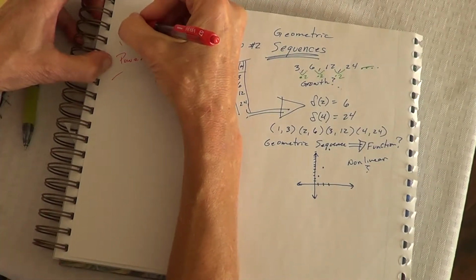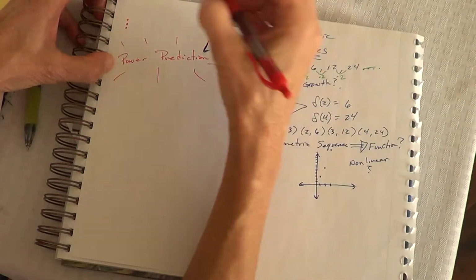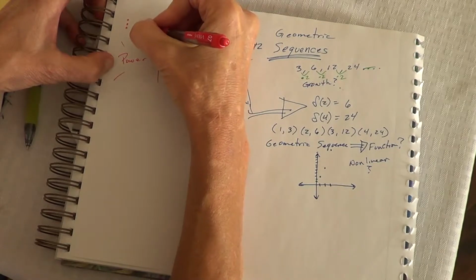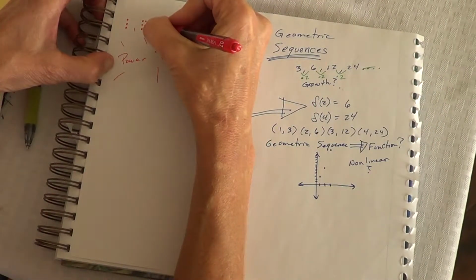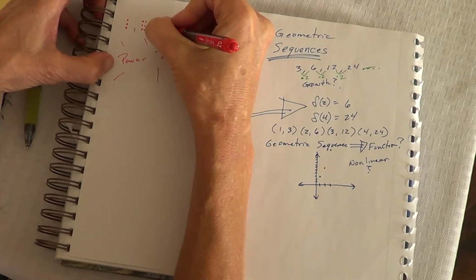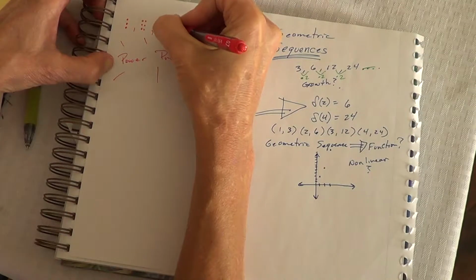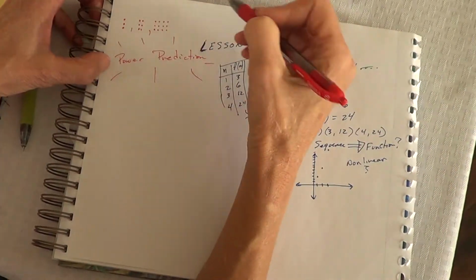So we'll go ahead, there's 3. In the next phase, there's 6. Next phase, there's 12. We can see we're building quickly.